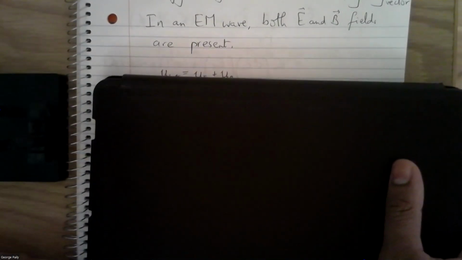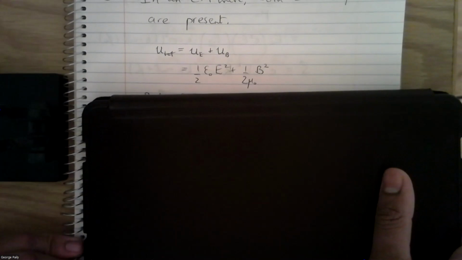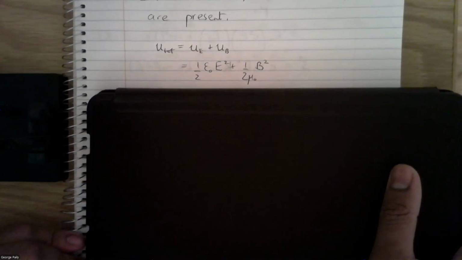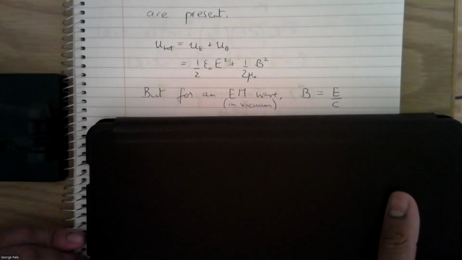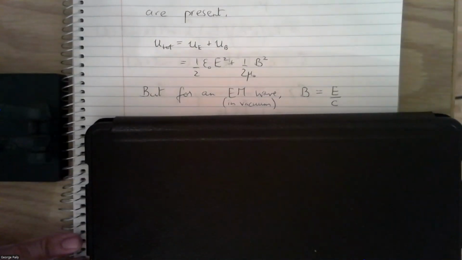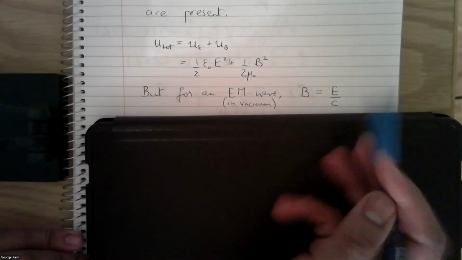So our total energy density will be the energy density of the electric fields plus the energy density of the magnetic fields. Using the expressions that we had previously, we can write it as such. However, we can simplify this expression taking advantage of two relations. One is that for an electromagnetic wave in vacuum, the strength of the B field is related to the strength of the E field by B is equal to E divided by c. Remember that the B field is always the weaker field of the two.